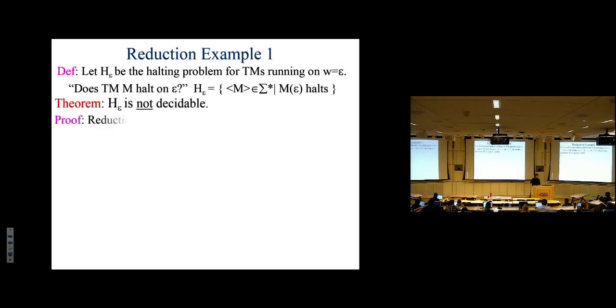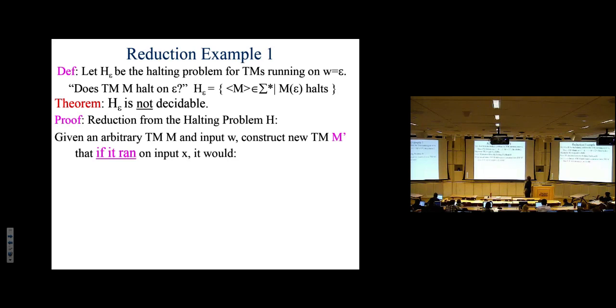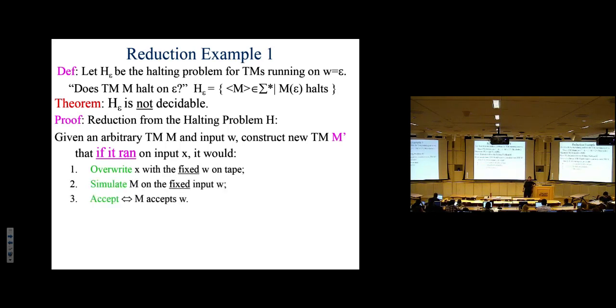All right, so why is the halting problem on empty string undecidable? So we'll reduce it from the halting problem. What we're saying is, if it's an arbitrary Turing machine and an input string, construct another Turing machine, M prime, that if it ran on its input X, it would do the following. We're not running it, we're constructing it. We're compiling it together. We're not running it, actually. But here's what this program would do if it ran.